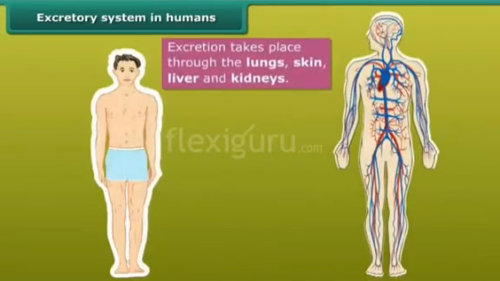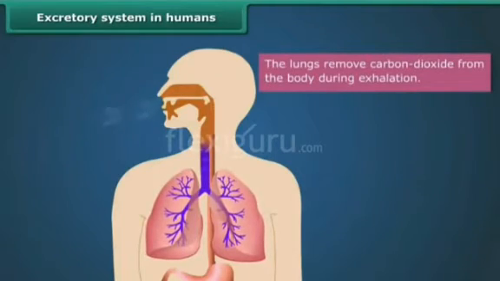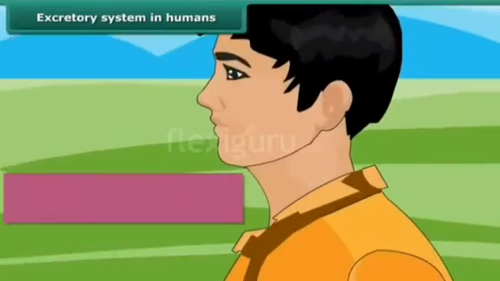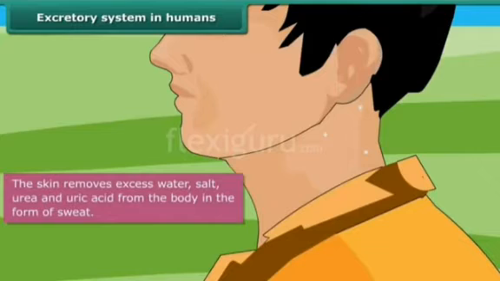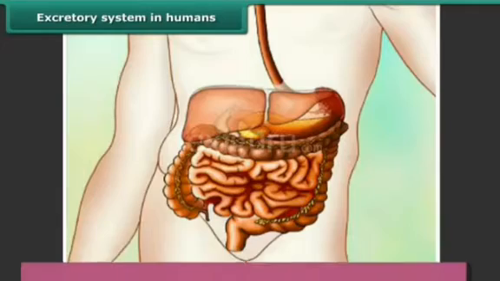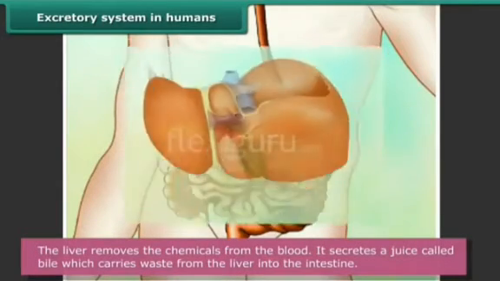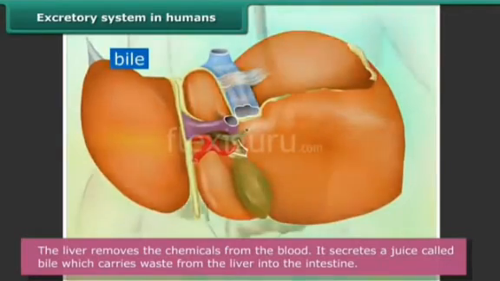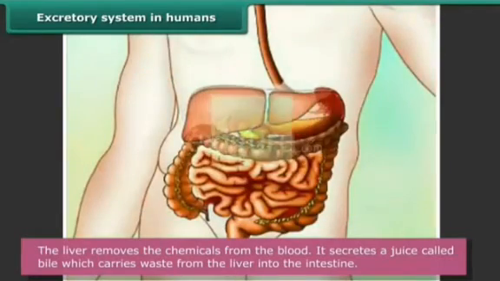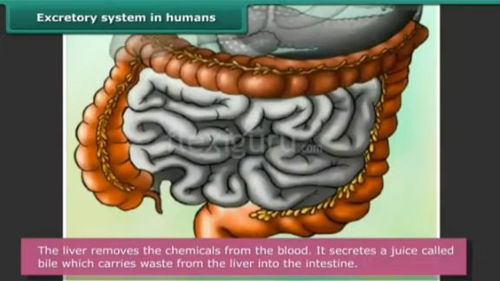Excretion takes place through the lungs, skin, liver and kidneys. The lungs remove carbon dioxide from the body during exhalation. The skin removes excess water, salt, urea and uric acid from the body in the form of sweat. The liver removes the chemicals from the blood. It secretes a juice called bile, which carries waste from the liver into the intestine.